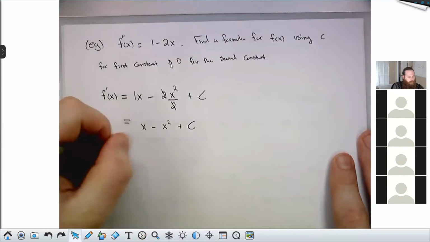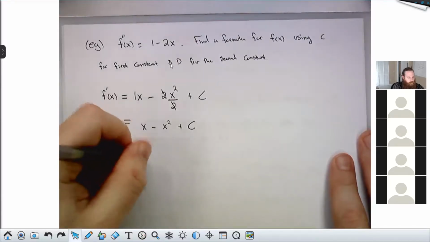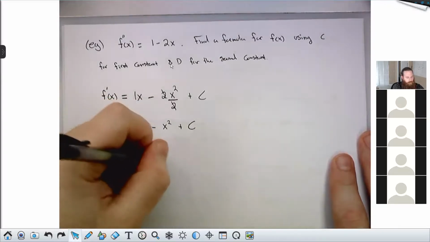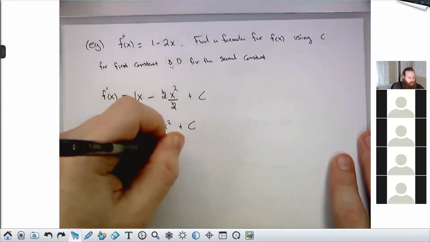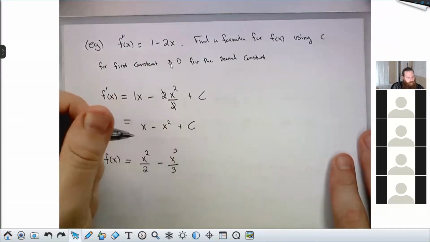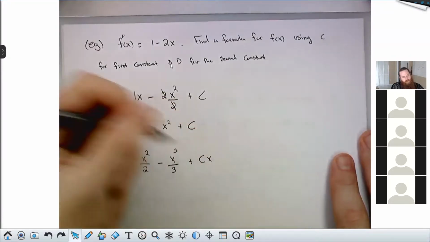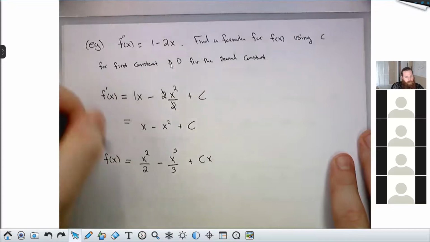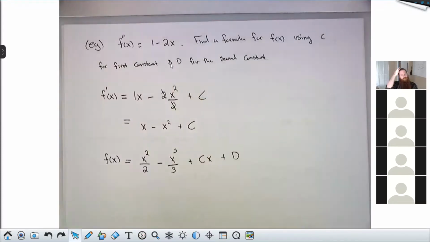So I anti-differentiate again. X will become x squared over 2. Minus is minus. X squared will become x cubed over 3. Plus c will become plus cx. And then because I'm taking another antiderivative here, we get a plus another constant. We'll call it plus d, because that's what they asked us to do. Cool stuff, right?